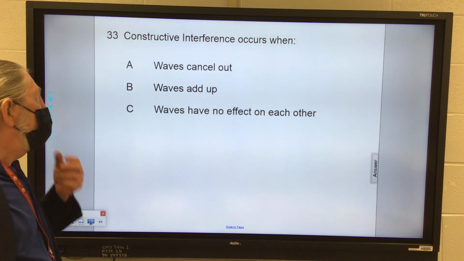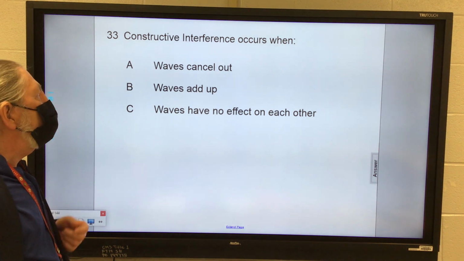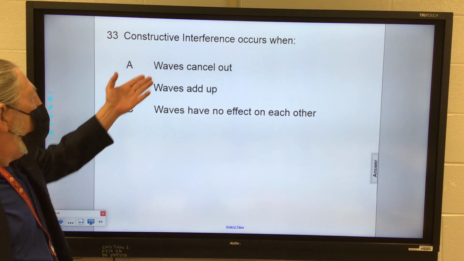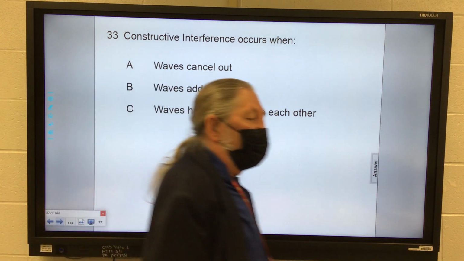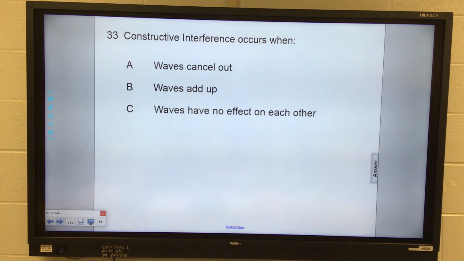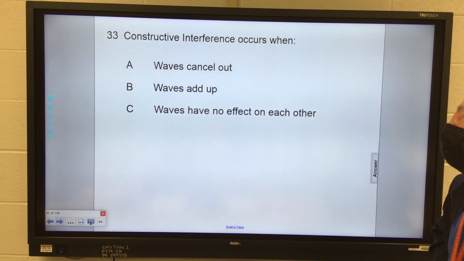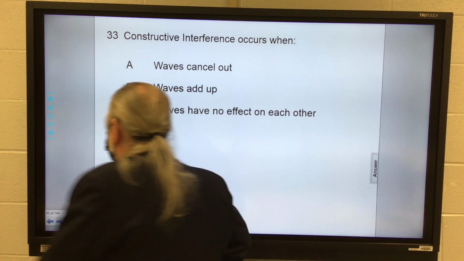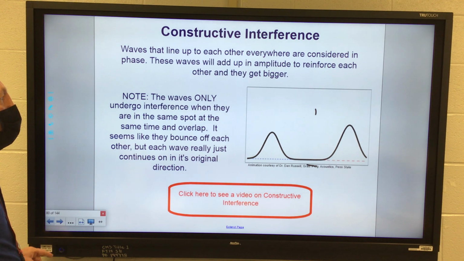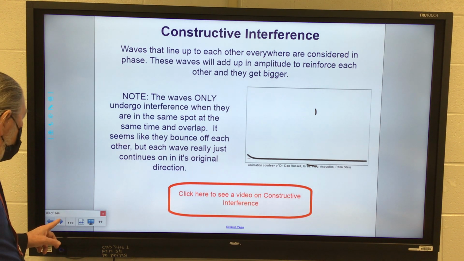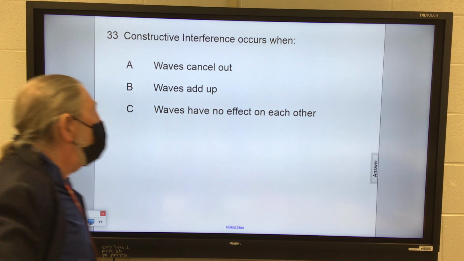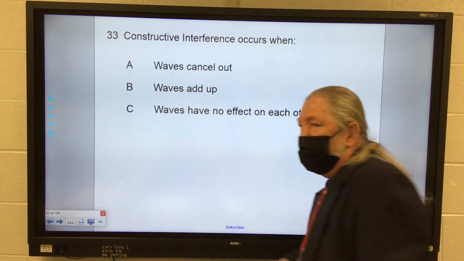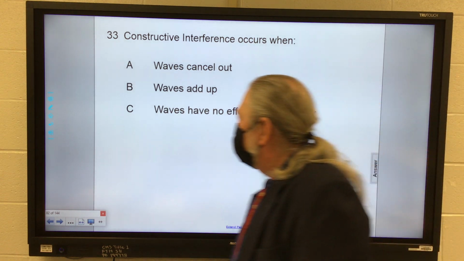Okay, so here's a question here. So constructive interference occurs when what? When waves cancel out or add up? Mark your answer. A or B, mark your answer, can't choose C. You remember what we said about constructive? What do they do? Do they add up or do they cancel each other out? Okay, constructive. Do they cancel out or do they add up? Mark your answer, A or B. I hope you were looking.